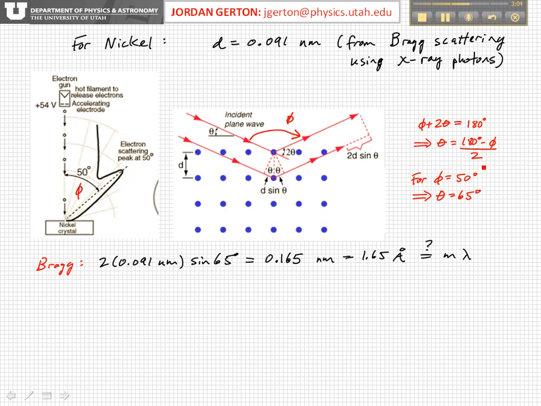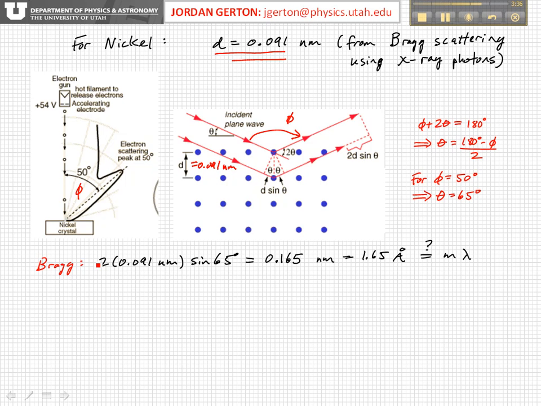Okay. Now, for nickel, X-ray scattering experiments, so Bragg scattering with X-rays, had already shown that the spacing between Bragg planes was equal to 0.091 nanometers. And so we already had that number, so we can plug it in.